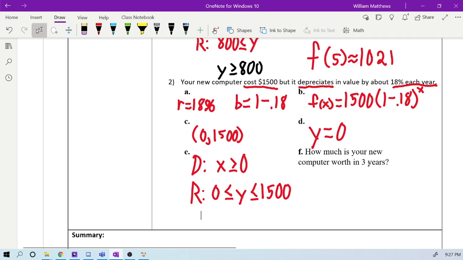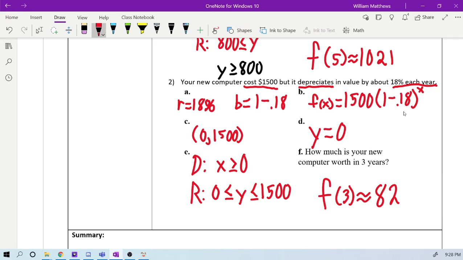Last part is how much is your new computer worth in 3 years? We would take our formula. We're solving for when our x value is 3, which means we're replacing x with 3. And we are rounding again. And if we plug this into a calculator, we would get roughly $827.05.